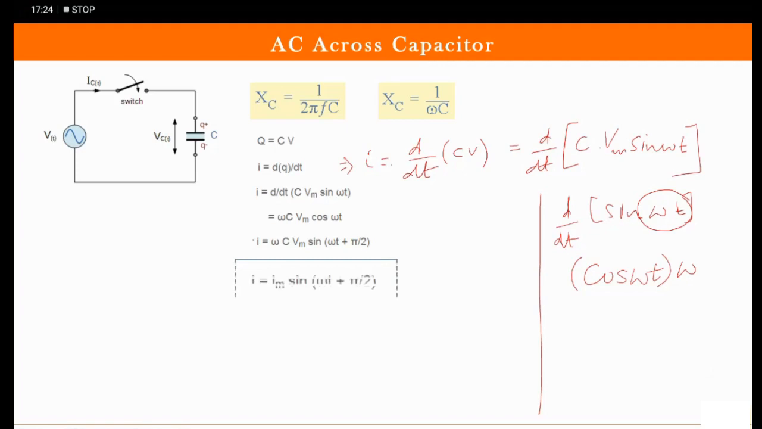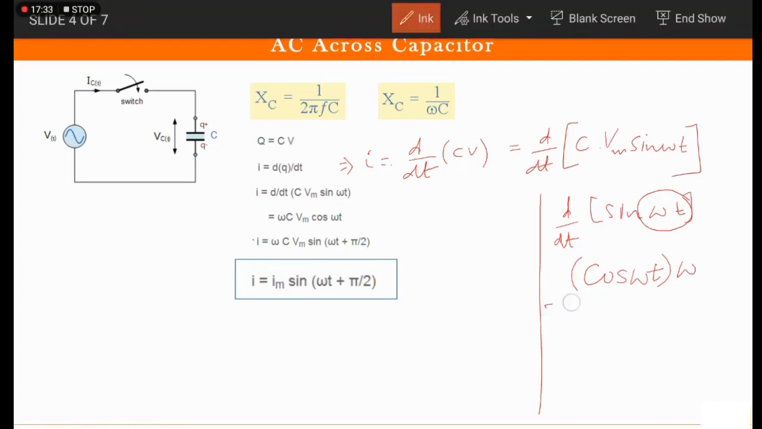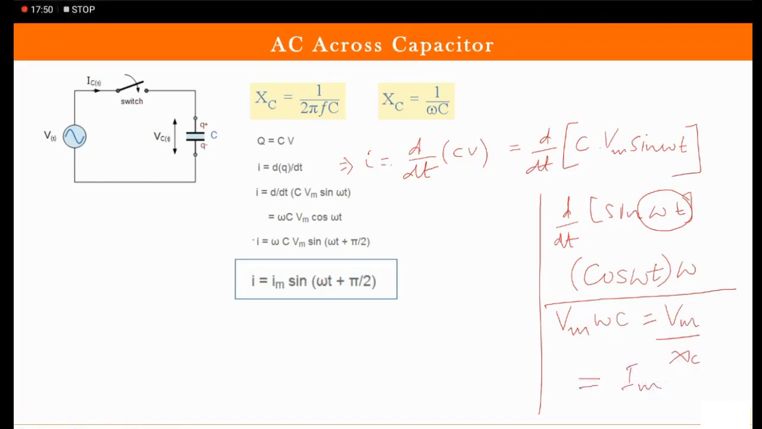Yes, very good. So what exactly is Vm omega c? It is nothing but Im. Now how? Again, I'll do some rough work here. I have Vm omega c. Now what is omega c? 1 by xc, isn't it? Yes. So what is voltage upon reactance? It is current. So this is how we replaced Vm omega c by Im.